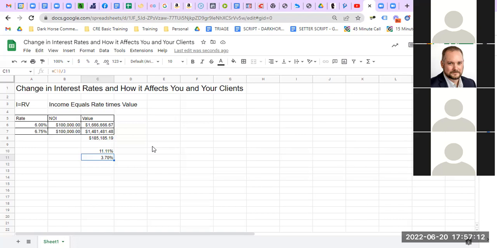Okay, so let's change this up, right? Let's make this a 7 cap. Okay, and let's make this a 7.75 cap. All right, the numbers change slightly, but I want you to understand the relationships.